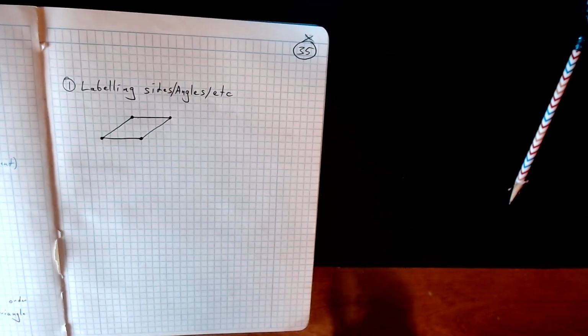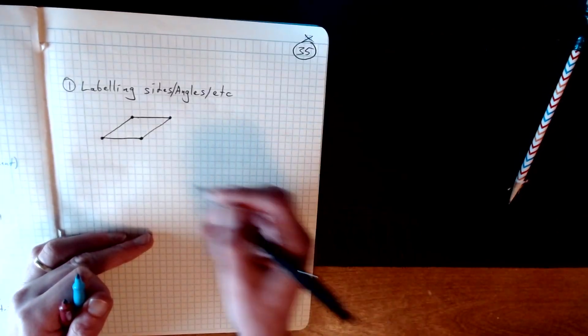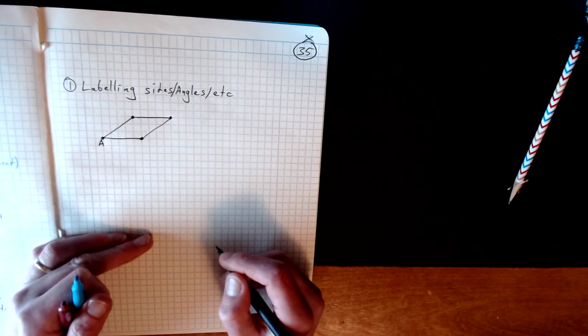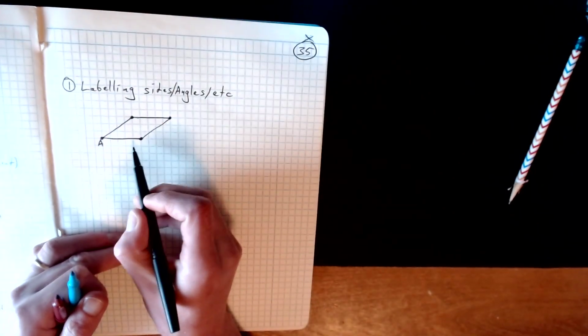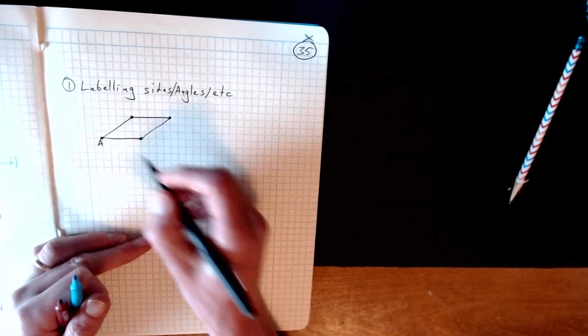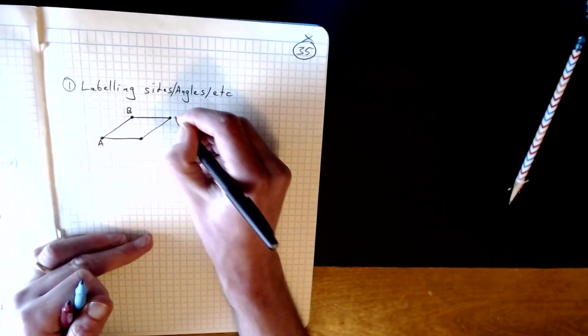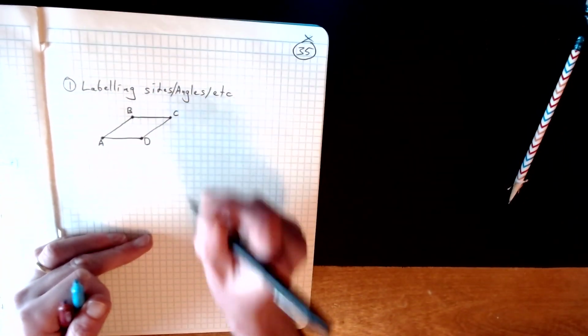Alright, from there, I'm just going to go ahead and label the points. We'll call this point A. And you could go A, B, C, D, or A, B, C, D. I'm just going to go in this order, just for the sake of why not.